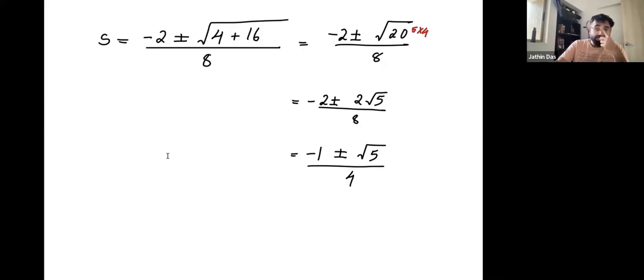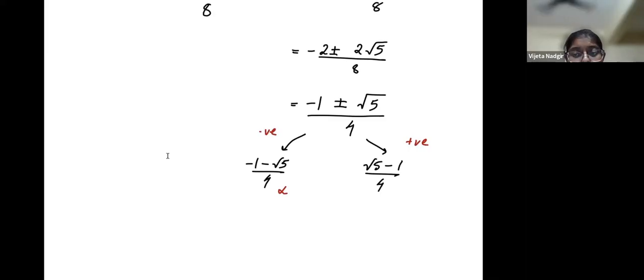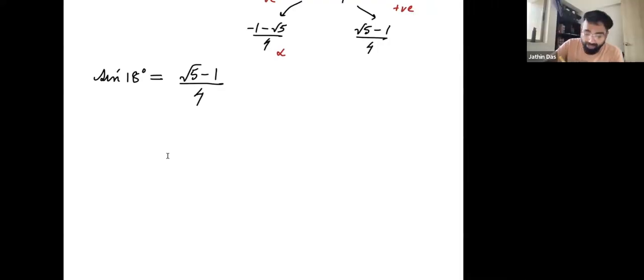Now, theta is equal to 18, this is the first quadrant. It should be positive. Correct? So this has two values actually. Either minus 1 minus root 5 by 4, otherwise root 5 minus 1 by 4. This value is positive, this value is negative, so that cannot be. Okay, so sin 18 degree is root 5 minus 1 by 4. Now if you know sin 18, you can get cos double angle.